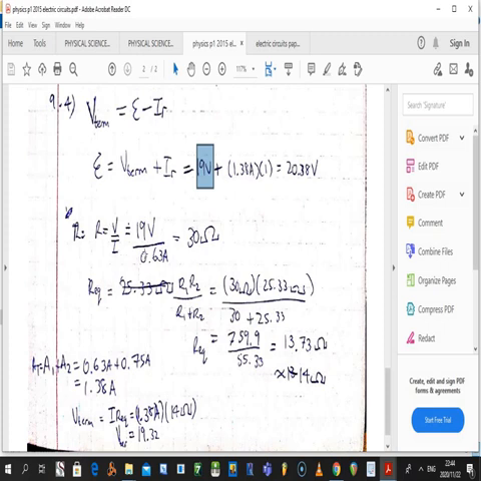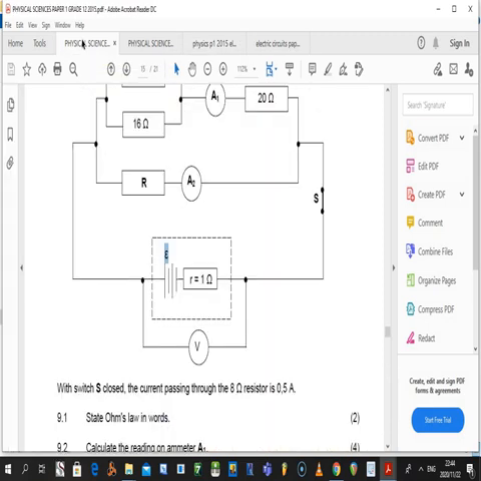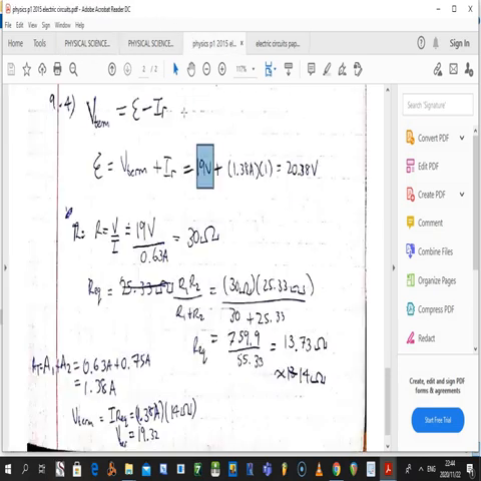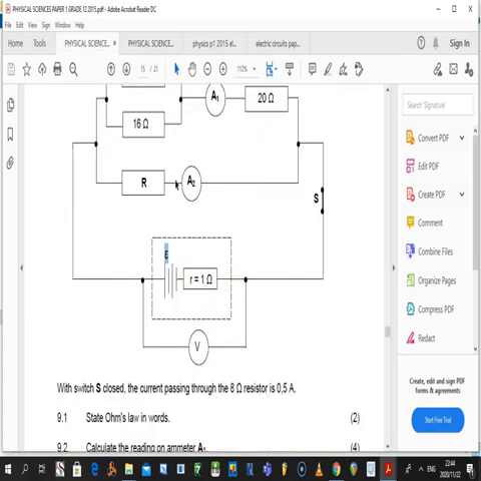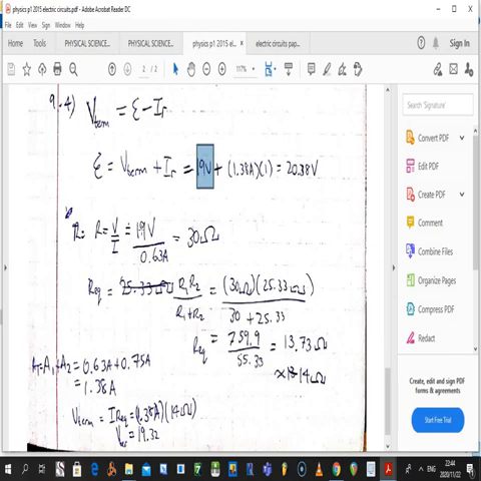So now in this approach, I'm looking at the resistance. I worked out this resistance here, R. So I said it has 19 volts divided by 0.63. I found that this is 30 ohms. They didn't ask that, but now you can see how it can be done.